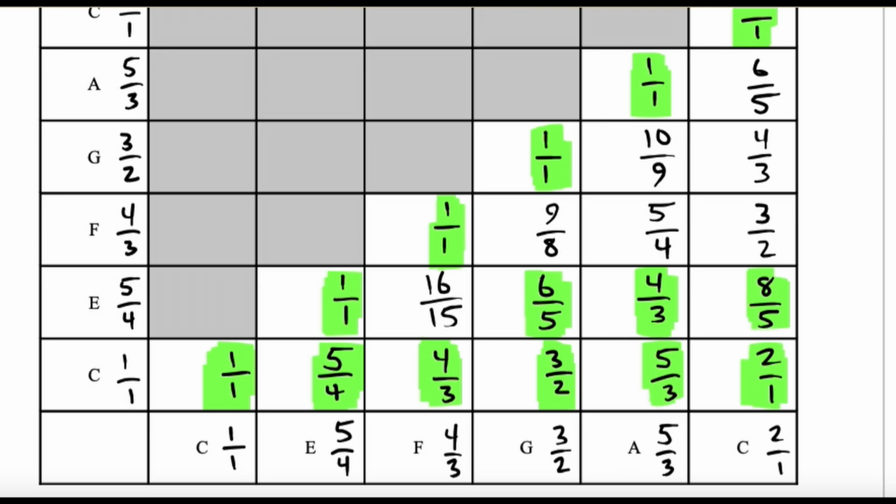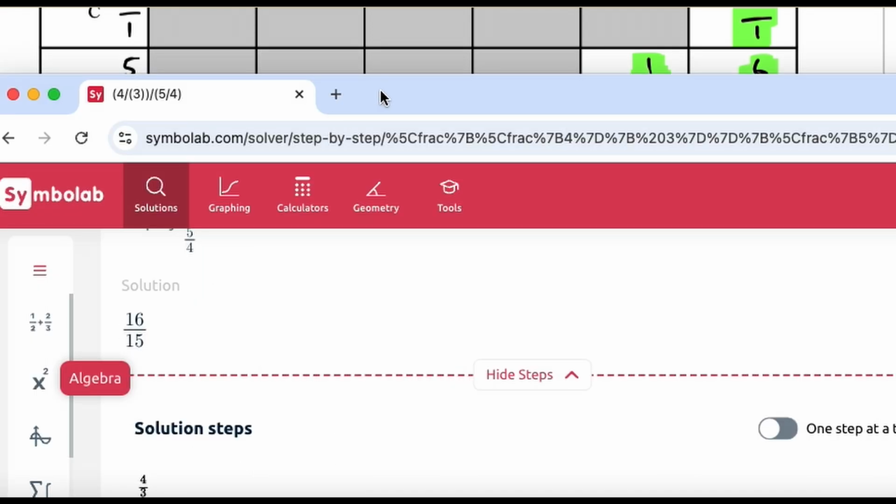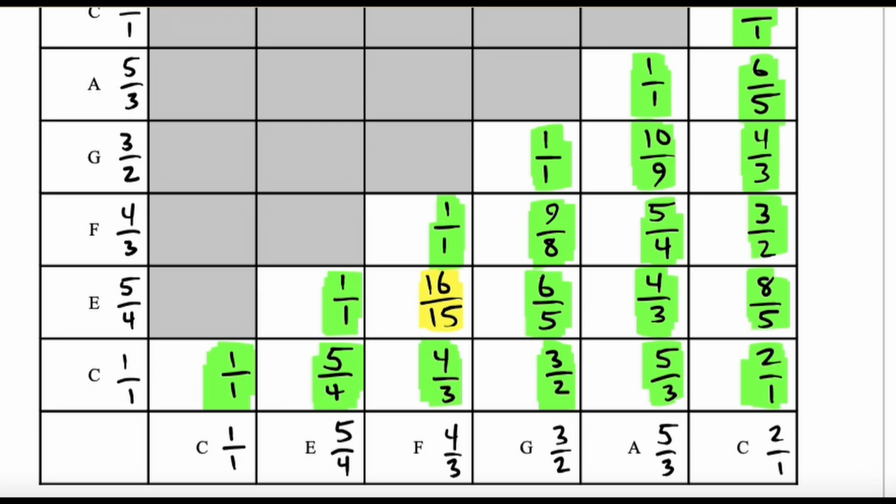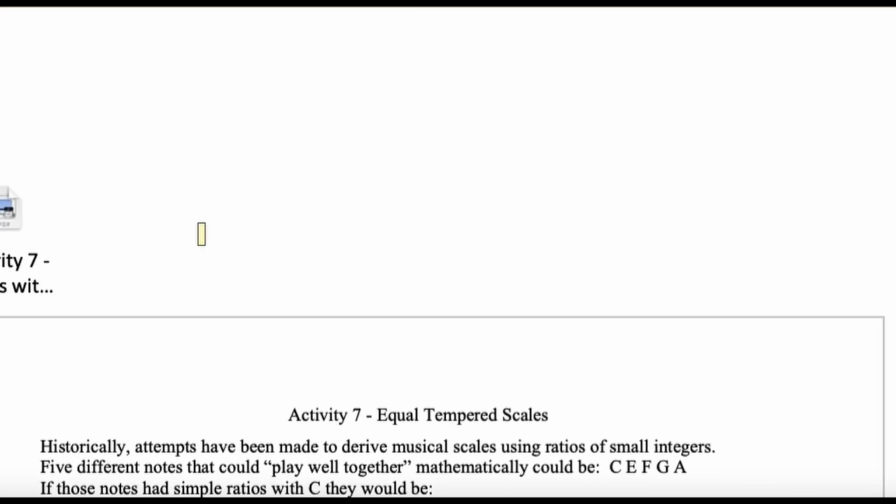So these are all the fractions that you would have got. They are all at least 10 or less. So they're all good, and that's why that scale is such a perfect scale. The only one that's questionable is F with E. If you listen to them together, they're dissonant. Here's E with F. So that one's kind of questionable, so that's why I put it in yellow. But that's basically how you answer that question.